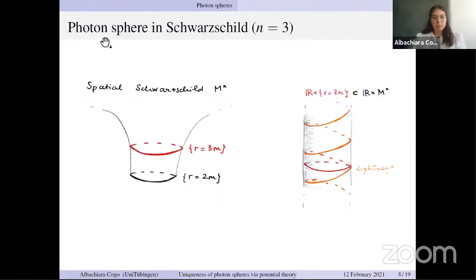Okay, and here I just draw the photon sphere in Schwarzschild to give an intuition. The photon sphere in Schwarzschild in 3 dimensions occurs at r equal 3m in Schwarzschild coordinates, and it's slightly above the black hole horizon, which occurs at r equal to m. And in the whole space-time, it can be imagined as a cylinder where the light is trapped.